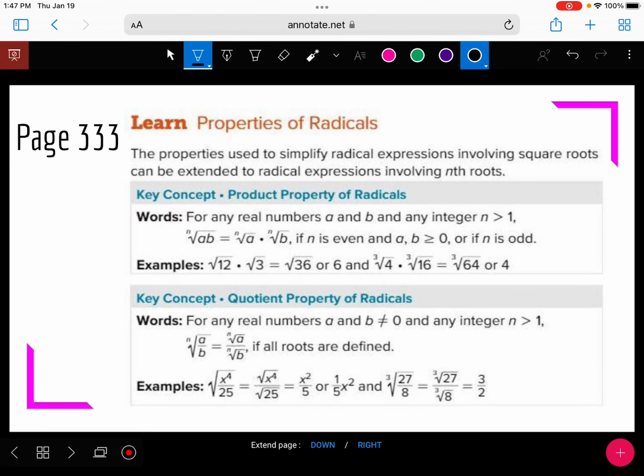Flipping your workbooks, page 333. We're starting 6-5 today, which means I need mine. We're still working with radicals, but doing a more in-depth look at what we've been doing with radicals. Specifically, the lovely product and quotient property. Okay? So page 333.